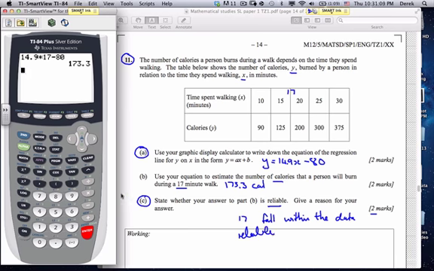Another fact that you could possibly have used, if we just go back to our stats here and we go to our linear regression again, right, and let me just put this in again, so it's L1 and L2. Notice here that your R squared value, or your R value is very close to 1. So there is very good correlation between these two, and therefore that is also another evidence that it is reliable.